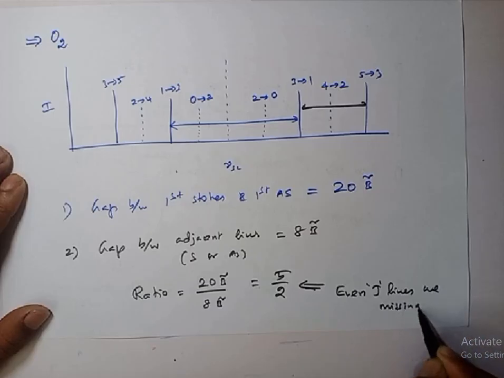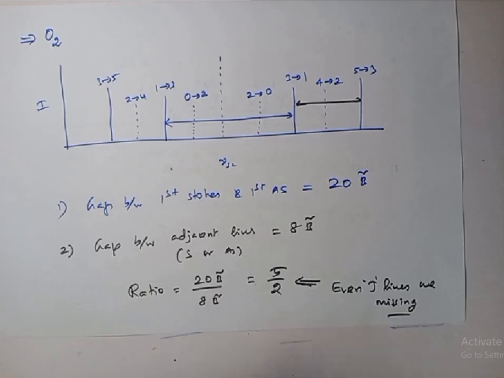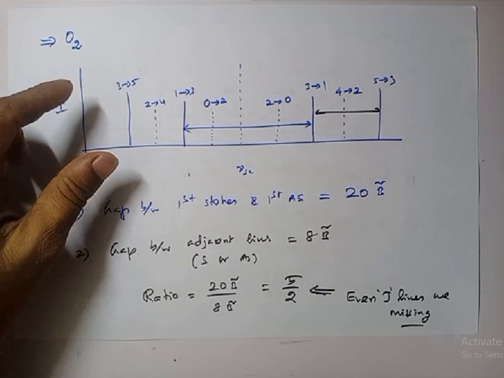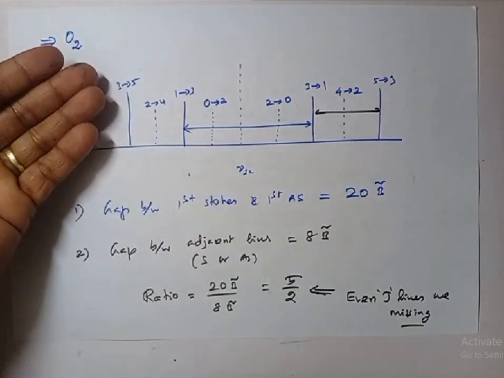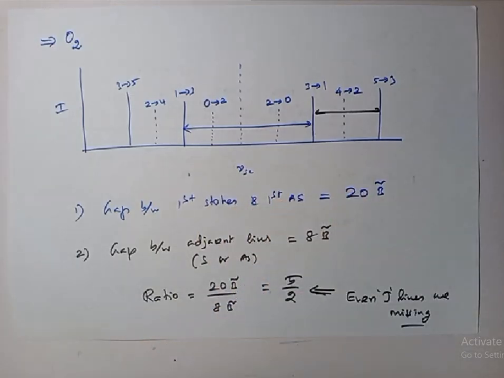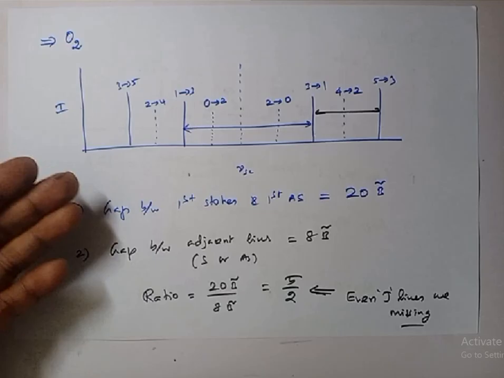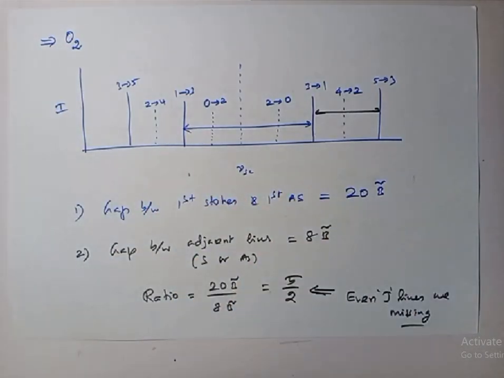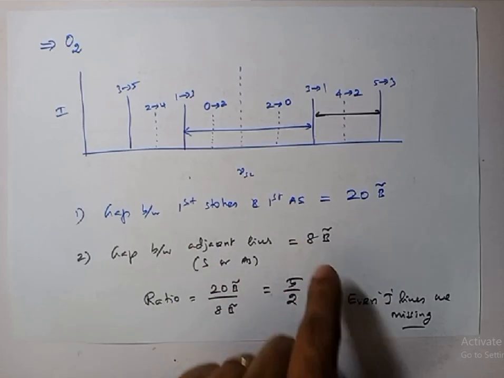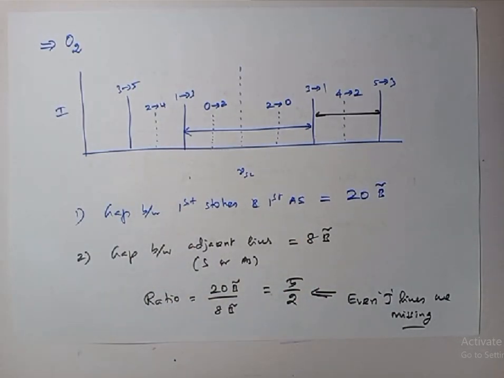Take note. This is very important. If the ratio is 5 by 2, it indicates that even J lines are missing in the spectrum. So for the oxygen molecule, keep this in mind. Very, very important question. For the oxygen molecule, the gap between the first stroke and first anti-stroke is 20B. Often, in many competitive examinations, people are asking this question. The gap between adjacent lines in strokes or anti-strokes is equal to 8B in the case of the O2 molecule. Right? Clear?